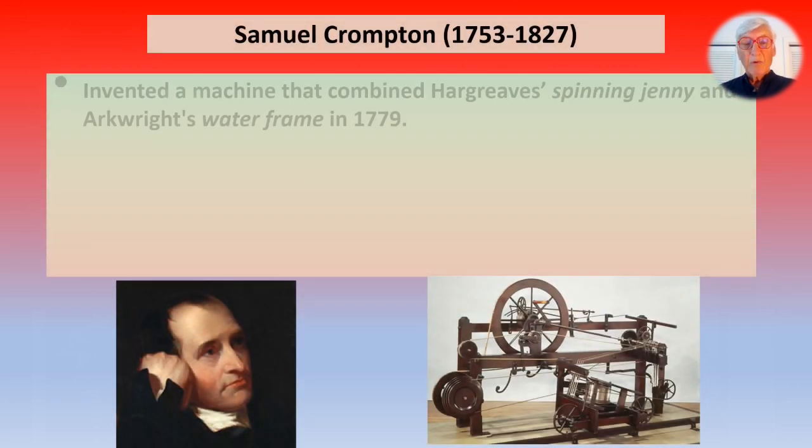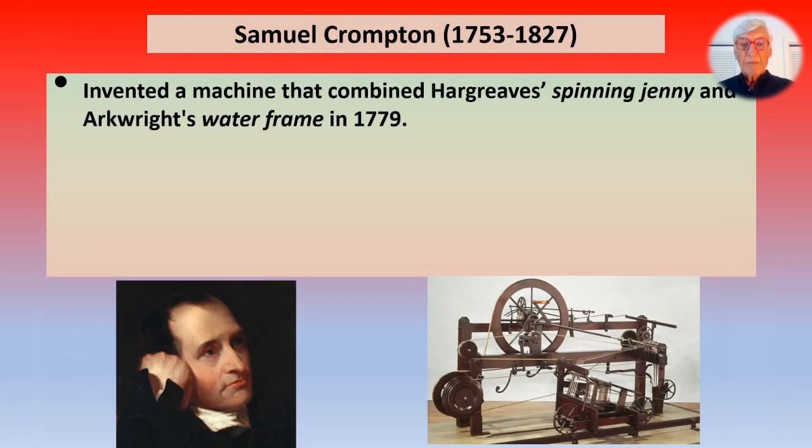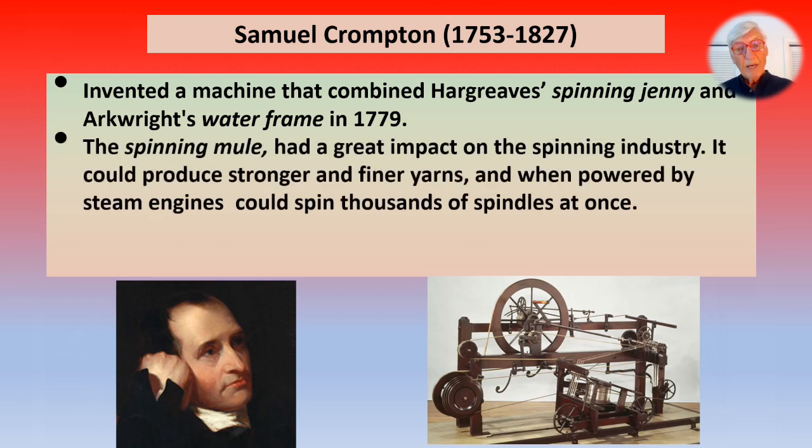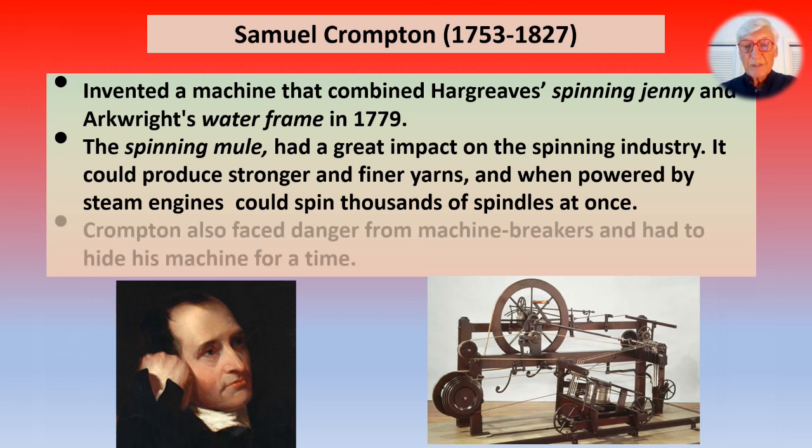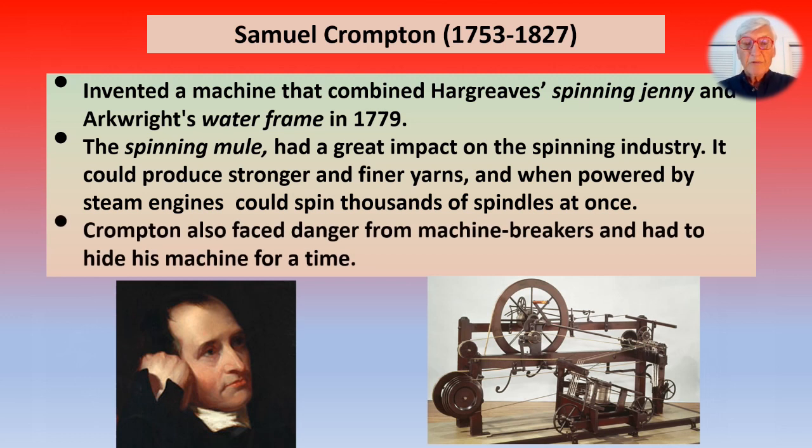Samuel Crompton invented a machine that combined Hargreaves' spinning jenny and Arkwright's water frame. And again, you see combining old ideas into new ones. The spinning mule had a great impact on the spinning industry. It could produce stronger and finer yarns, and when powered by steam engines, could spin thousands of spindles all at once. Crompton also faced danger from machine breakers and had to hide his machine for a time.